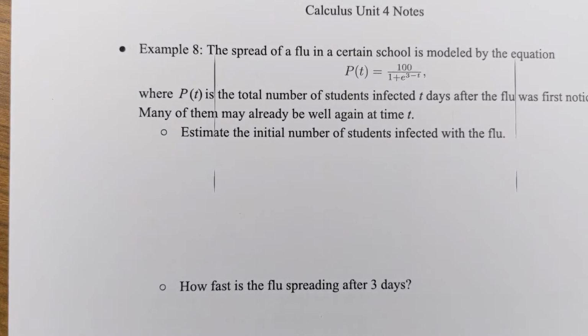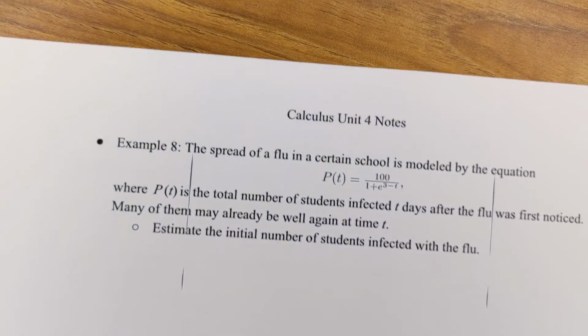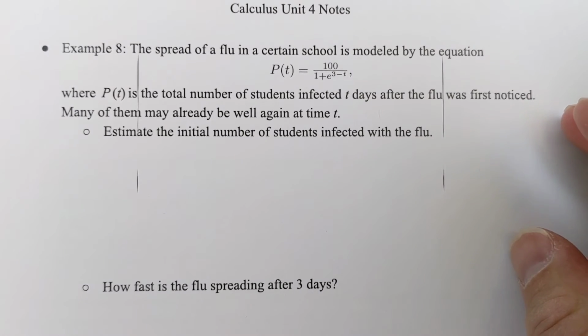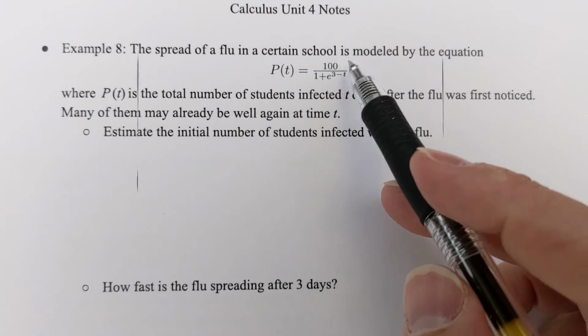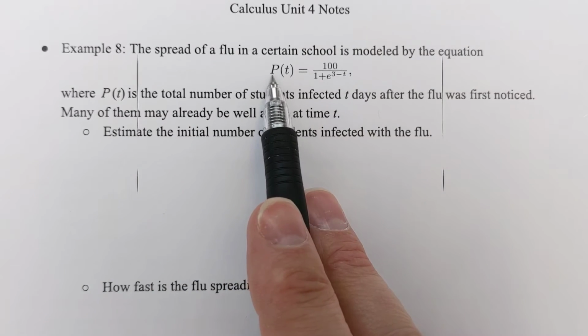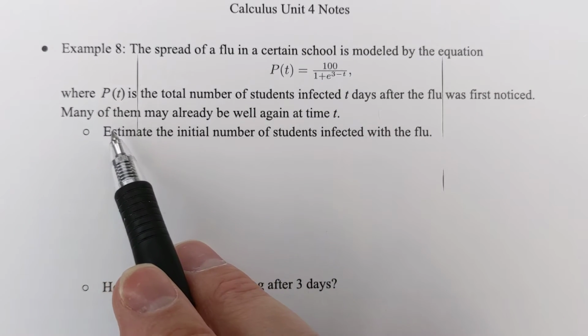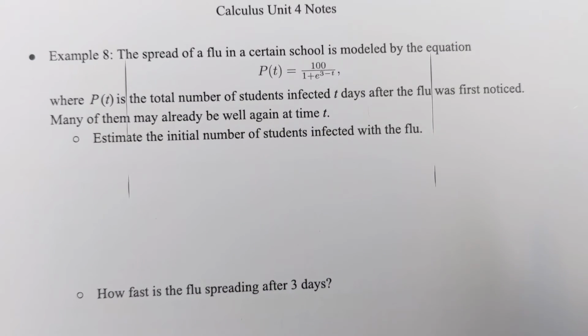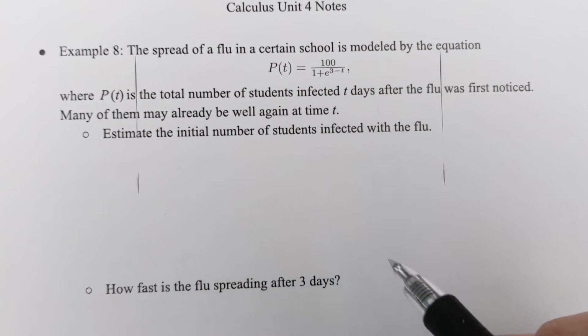Okay, example 8, which I believe is the last, maybe not. Spread of a flu in a certain school is modeled by the equation P(t) = 100 over 1 plus e to the 3 minus t, where P(t) is the total number of students infected t days after the flu was first noticed. Many of them may already be well again at a given later time t. So estimate the initial number of students infected with the flu.